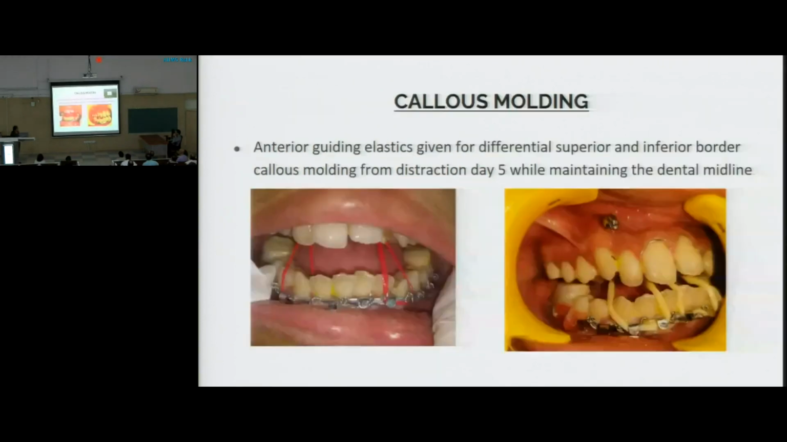So after the distraction, we also had to do the callus molding. This is because if the teeth have not been addressed, if the mandible is coming more forward, it can hinder the occlusion and the mandibular movement, and the desired amount of distraction could not be achieved. So for this reason, we placed elastics between the upper teeth and the lower teeth, so that we could differentially mold superiorly and inferiorly, so that even if the mandible is moving forward, we could get the optimal overjet and overbite which we need to get.